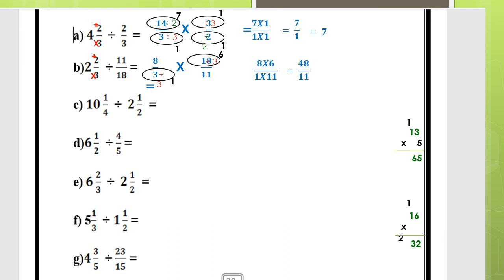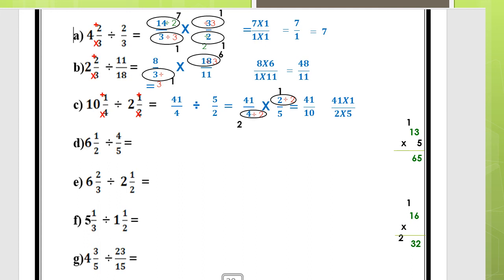10 and 1/4 is going to be 41/4. Divided by 5/2. Then I will keep 41/4 times 2/5. Okay, the 4 and the 2 are together in table 2, so I'm going to divide by 2 up and down. 2 divided by 2, which is 1. 4 divided by 2, which is 2. So what's left? 41 times 1/2 times 5, so it's going to give me 41/10.